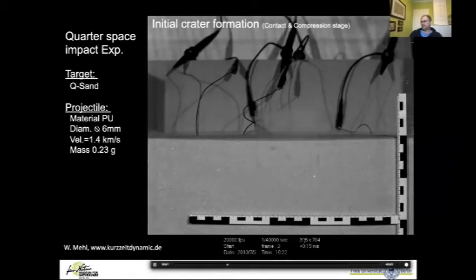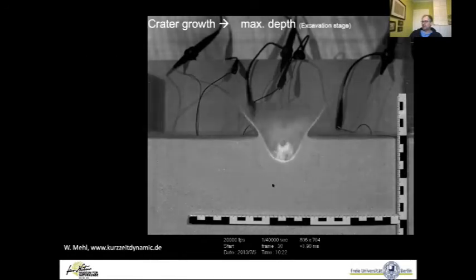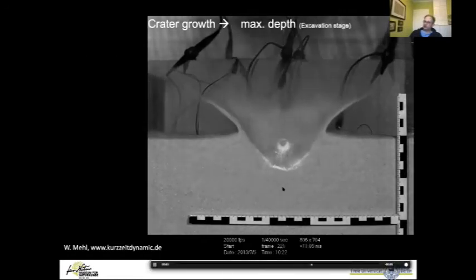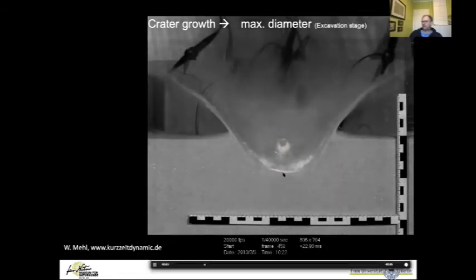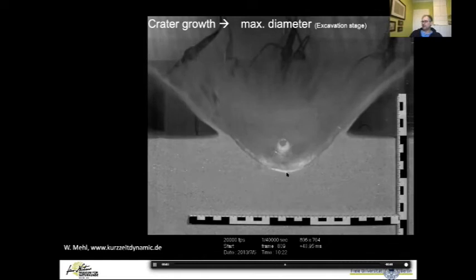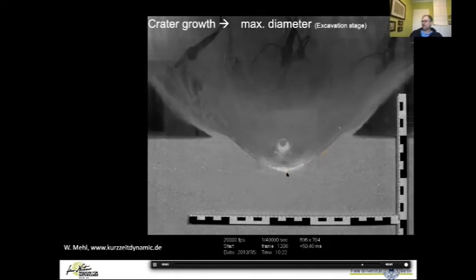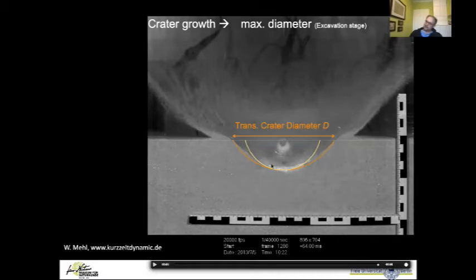And here you see that in steps. At the very beginning, you see some sort of a flash and the penetration of the projectile, the very beginning of the crater formation. Then we can go on and see how the crater further forms. This is now running much faster. We end up at a point where we have some sort of a maximum crater depth. When we let it go on, we see a little bit later that we end up with a maximum crater diameter. And this construct is what we call the transient crater.